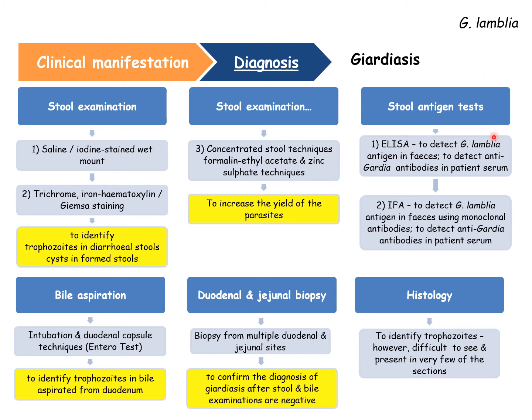Stool antigen tests can be performed to detect the parasite protein in the feces. The methods include ELISA or immunofluorescent antigen detection test. Other special tests include bowel aspiration or duodenal and jejunal biopsies, and the sample can be sent for histological examination to detect the presence of the trophozoites.